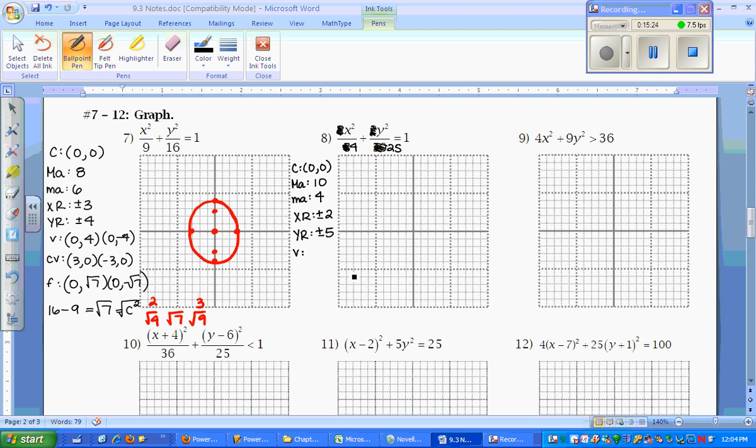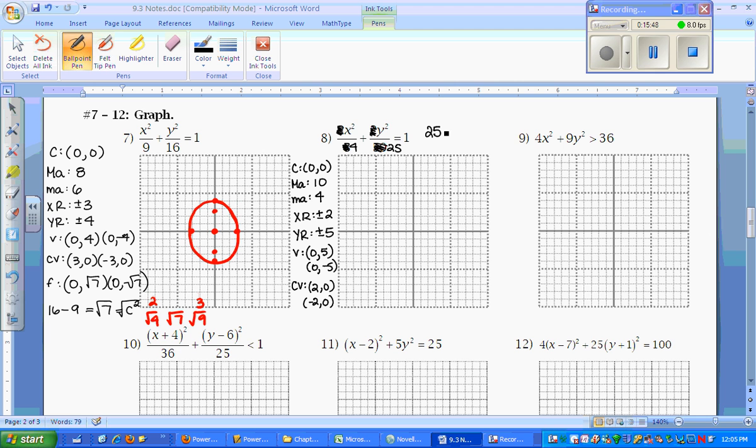My vertices in this case, the y coordinate is going to change because the bigger number is underneath y. So I'm going to go to (0, 5) and (0, -5). My co-vertices, the x coordinate is going to change because the smaller number is underneath x. I'm going to go to (2, 0) and (-2, 0).